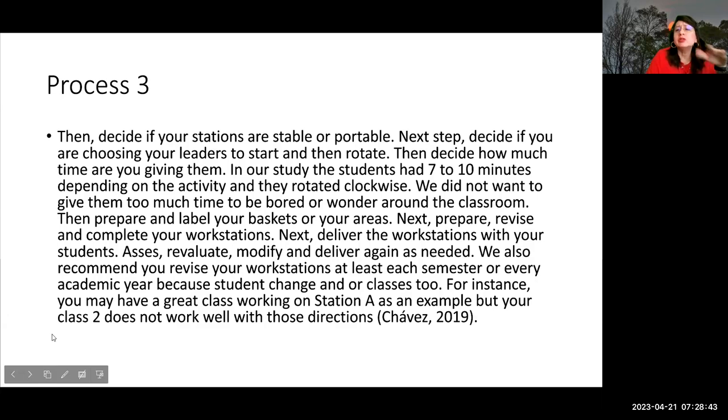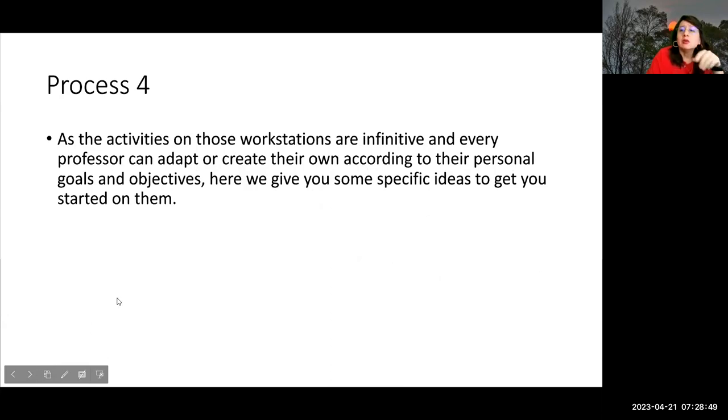In other words, once you create a workstation, it's not set in stone, and you can always come back and make changes. As the activities on those workstations are infinite and every professor or teacher can adapt or create their own, according to their personal goals and objectives, here we give you some specific ideas to get you started on them, okay?